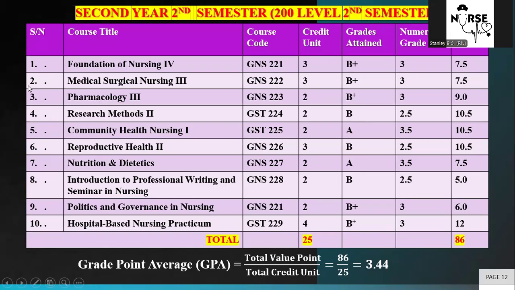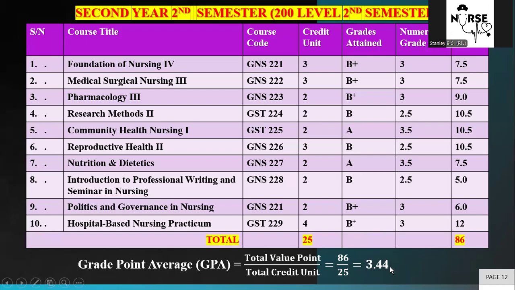The student is offering 10 courses, okay? These are the credit units. When we add them up together, we'll get 25. Then these are the student grades, right? The numeral grades allotted are 3, 3, and so on and so forth. You know how we get this now, okay? So what you do as usual, sum up all the credit units, put them in the table below, and sum up all the value points. These are the value points. Sum them up, it gives you 86. 86 divided by 25 will give you 3.44.